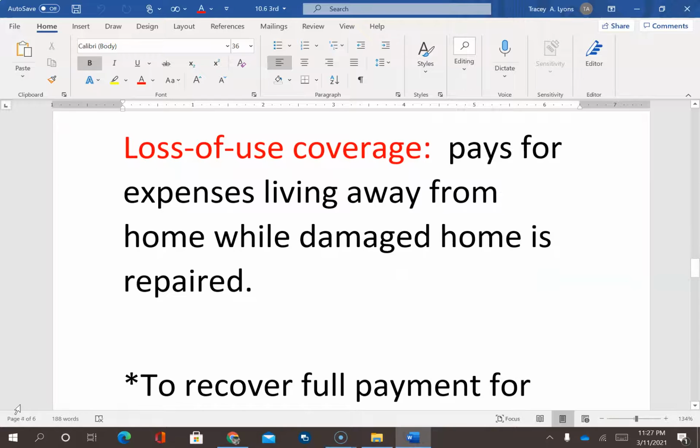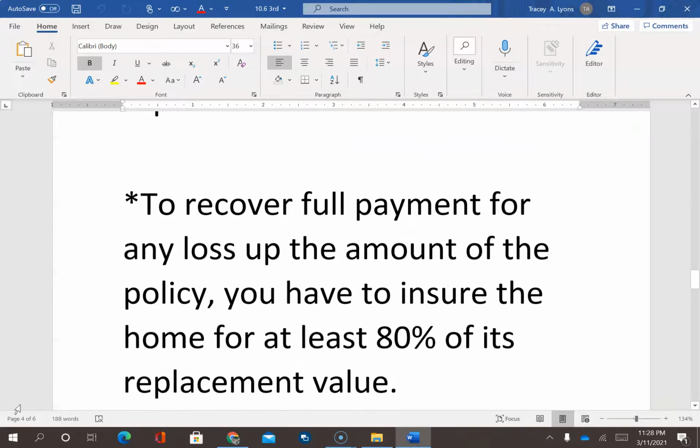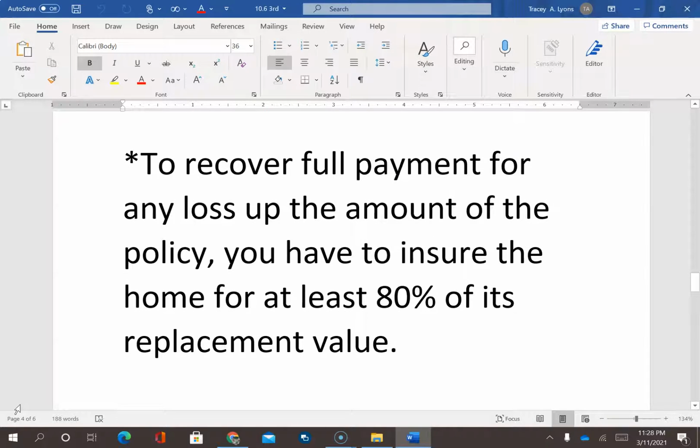Loss of use coverage pays for expenses living away from home while a damaged home is repaired. For instance, if you have a fire in your home and the smoke damage is so bad that you can't live there for a while, they'll pay for you to live away from home while your home is being remodeled and fixed. To recover full payment for any loss up to the amount of the policy, you have to insure the home for at least 80% of its replacement value.